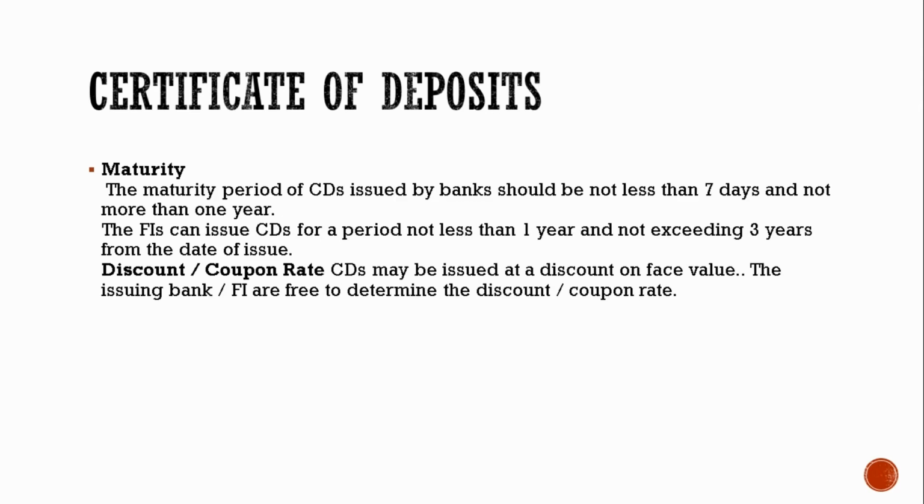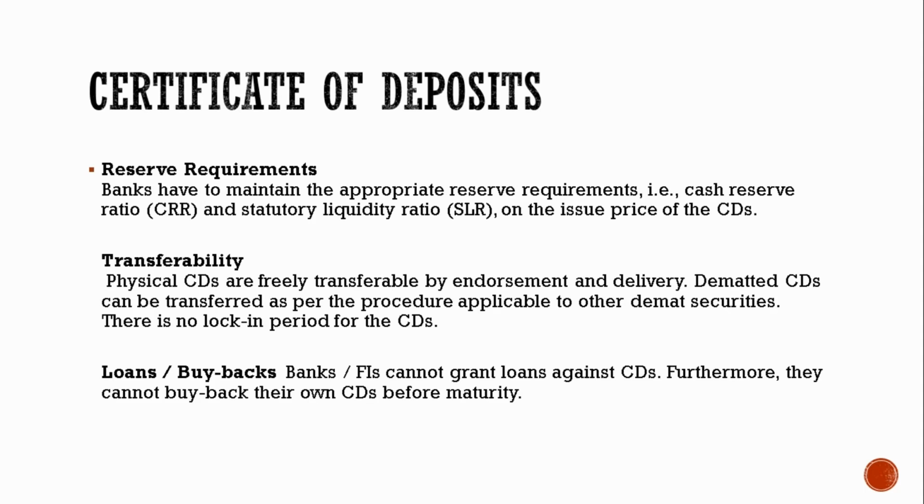Now, the maturity period of a certificate of deposit issued by a bank should not be less than 7 days and should not be more than 1 year. The financial institution can issue certificates of deposit for a period not less than 1 year and not exceeding 3 years from the date of issue. Now, discount or coupon rate: the certificate of deposit may be issued at a discount on face value. The issuing bank or financial institutions are free to determine the discount and coupon rate.